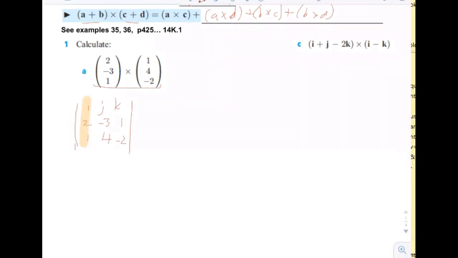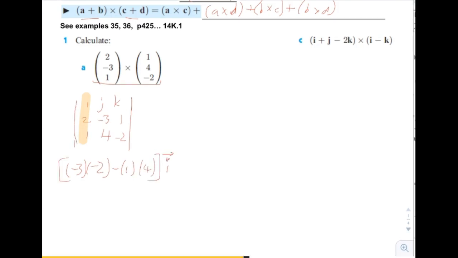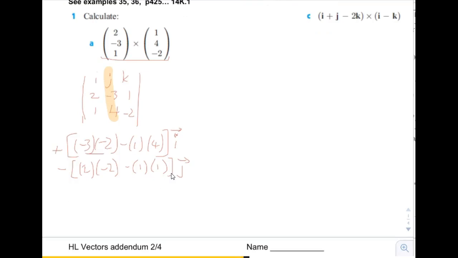Okay. First thing I'm going to do is cover up the first column, and I am going to use the remaining numbers to do a determinant, which would be negative 3 times negative 2 minus 1 times 4, times the I unit vector. And then now we're going to do the same thing, except now we're going to cover up this column here. And so we're going to have the remaining numbers create a determinant: 2 times negative 2 minus 1 times 1. And remember that for the second element, you use a negative sign here.